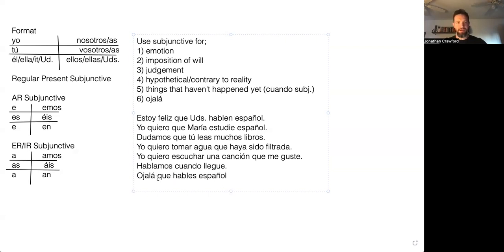So we could get rid of that. Ojalá que hables español. You don't have to say ojalá que tú hables. It sounds redundant because the fact that it ends in an es implies that it's the tú form. See what I mean? Technically, you could get rid of the word que. So I'll get rid of it. Ojalá hables español. And that's also correct in a lot of different places.